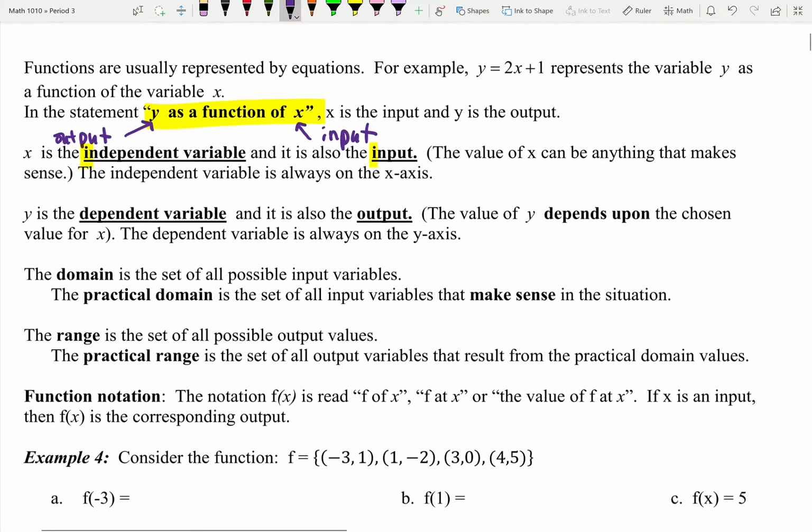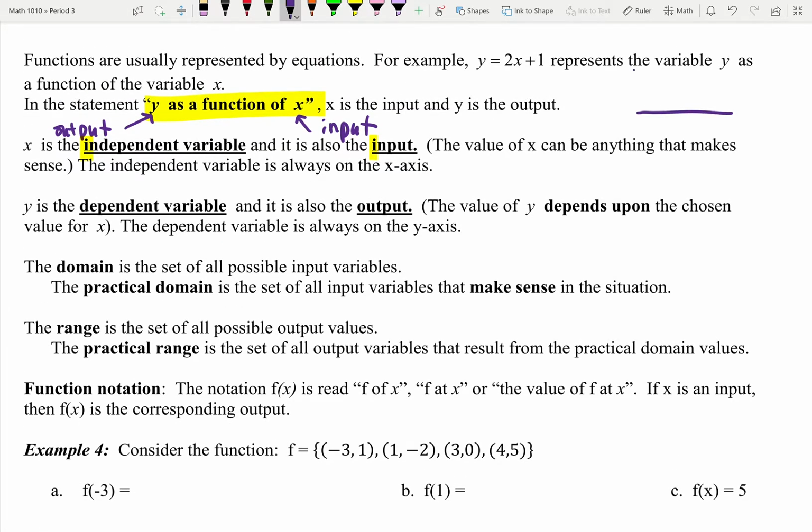Grab your pencil and let's draw an x-axis and a y-axis. On the x-axis, let's write input, and on the y-axis, let's write output. That's always how you're going to graph it. The x's go horizontally and the y's go vertically. Okay? The y is dependent. It's the output. And it's always on the y-axis.